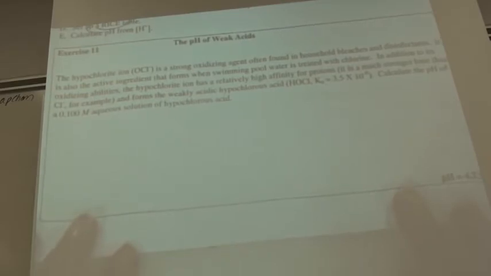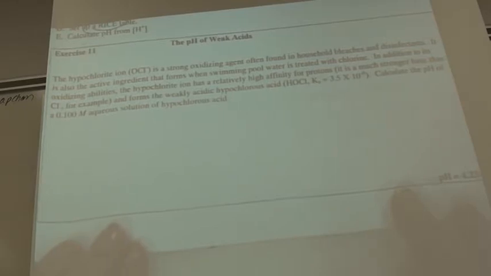Here is the longest problem on the planet. I will read it now. The hypochlorite ion, OCl-, is a strong oxidizing agent often found in household bleaches and disinfectants. It's also the active ingredient that forms when swimming pool water is treated with chlorine. In addition to its oxidizing abilities, the hypochlorite ion has a relatively high affinity for protons. It is a stronger base than Cl-, for instance, that forms the weakly acidic hypochlorous acid. Calculate the pH of a 0.1 molar aqueous solution of hypochlorous acid.